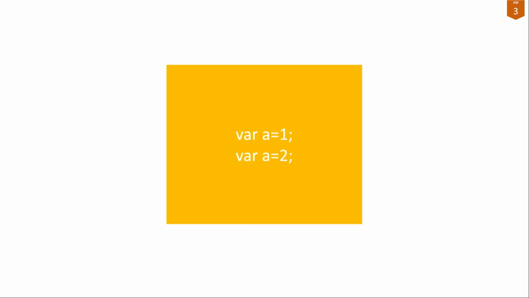The third point is you can redeclare the variable in the same scope using var. What I mean by this is we have a variable a initialized to the value 1. Again, in the next line, I am declaring the variable a initialized to a different value. In this case, I can declare the variable twice, and JavaScript doesn't throw any error. Looks like the var keyword is doing a great job, right? There is one problem though.